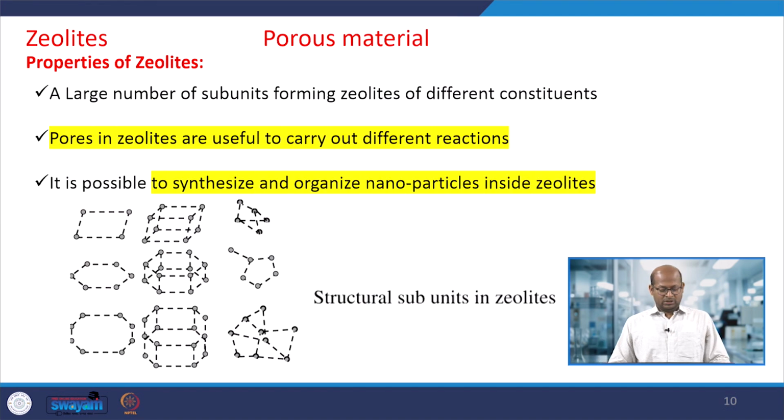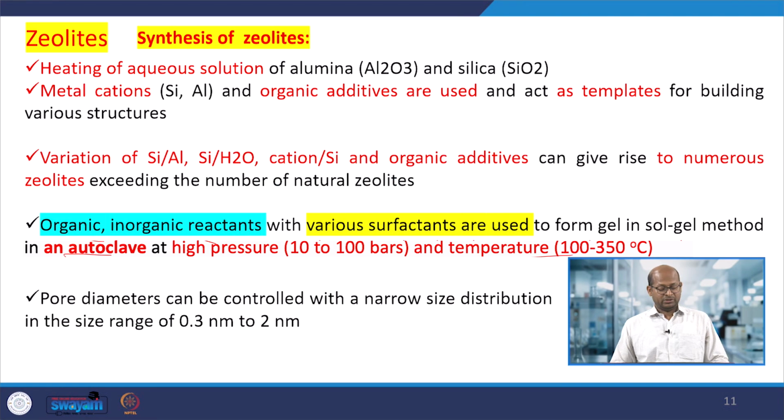Here the structural subunits are also shown for zeolites. We can say that different types of zeolites can be prepared by heating the solutions that we have prepared primarily from alumina and silica, which are the precursors, or you can say the oxides present in the zeolites. These are the two metal cations. Some organic additives we can also use as templates, and these organic additives act as templates for the development of the zeolite structures.